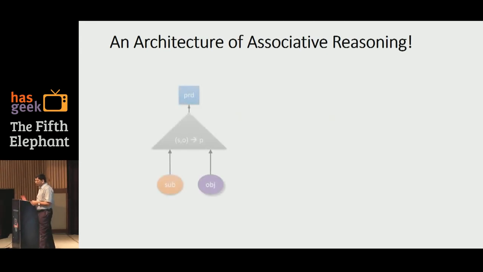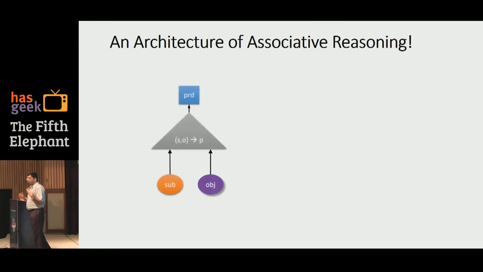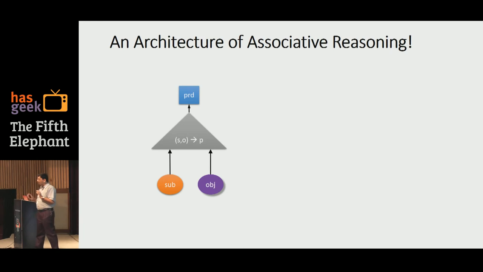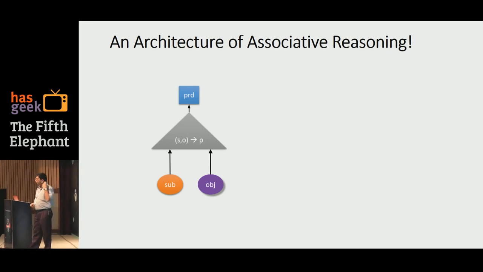Alright, so now let me talk about how we create a new architecture of reasoning. We've talked about deep learning and other things. These are great architectures. I'll show you a very simple idea on how we build a reasoning engine that is very conducive to all these things we just talked about.